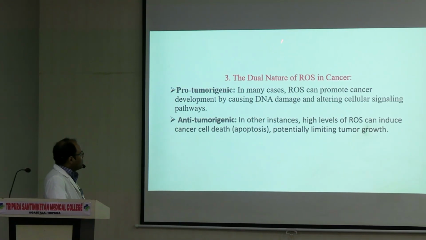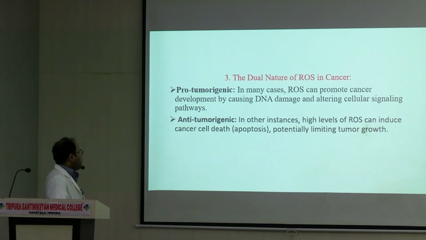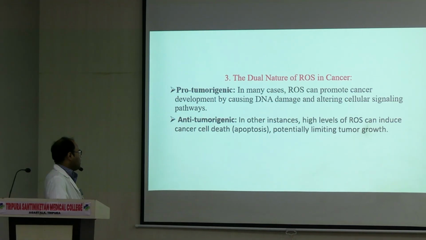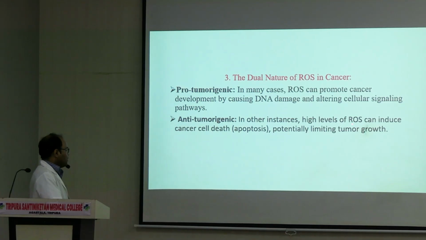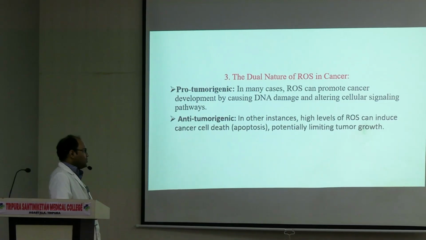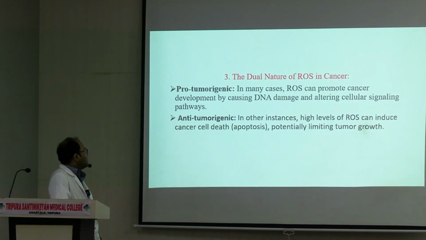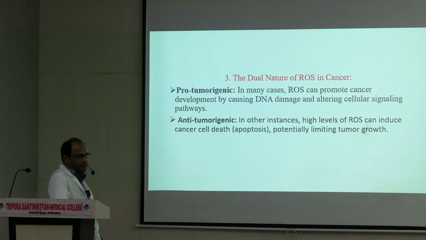Next is the dual nature of reactive oxygen species in cancer. One is pro-tumorigenic, another is anti-tumorigenic. Pro-tumorigenic means reactive oxygen species may promote cancer by causing DNA damage and altering cellular signaling pathways. Another is anti-tumorigenic. In this case, reactive oxygen species can induce cancer cell death like apoptosis, potentially limiting tumor growth. So this may lead to either pro-tumorigenic or anti-tumorigenic effects. Sometimes it may be helpful, sometimes it may be bad.